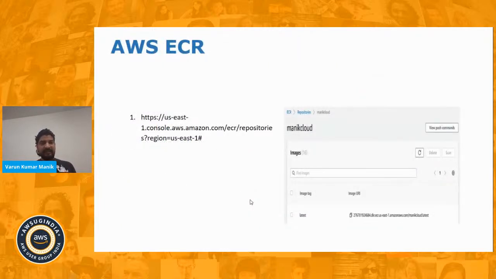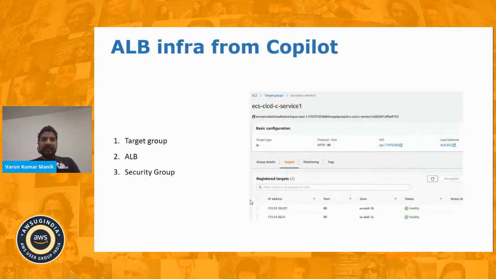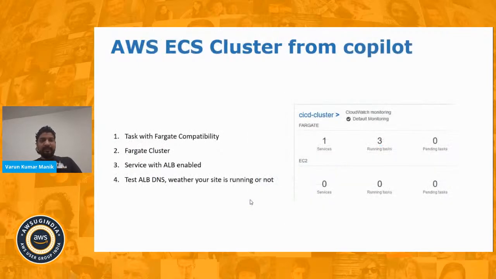Here you can see the AWS ECR. What is ECR? It stands for Elastic Container Registry. Then the ALB infrastructure could be created by Copilot. Once we run the Copilot init command, it is going to run for everything. So let's go with the AWS ECS cluster. You can see the CI/CD cluster over there with one service and 3 running tasks. This is how the Elastic Container Service looks with Fargate. You can see the Fargate over there.